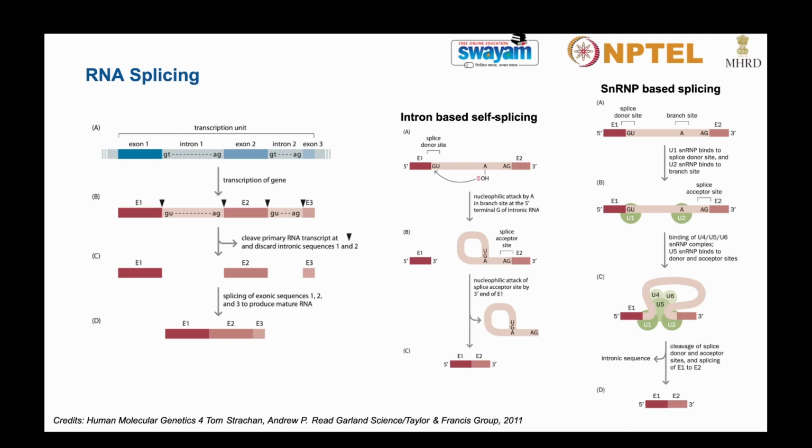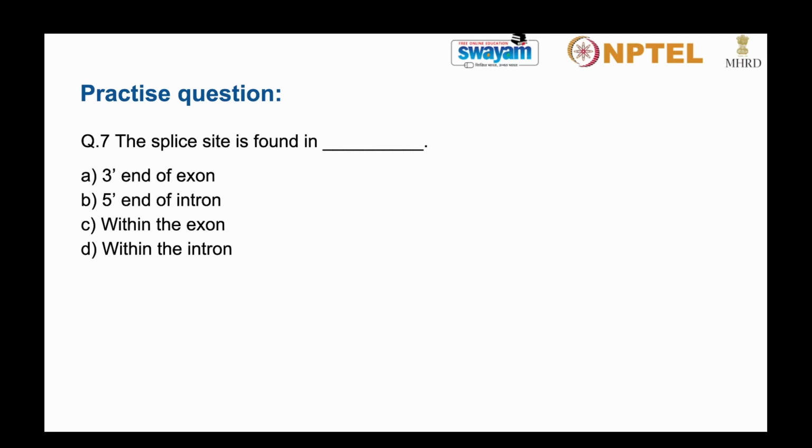That's why if you talk about eukaryotes, there is a huge diversity of proteins being synthesized. That is due to this alternative splicing process, as compared to prokaryotes, because they do not have introns in them. So now let's see this question.